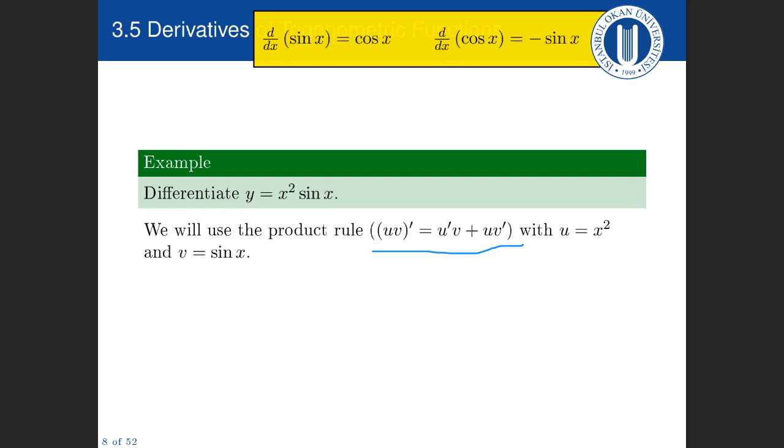Or if you want to, you can do them in the other order. It doesn't matter because a plus b is the same as b plus a. We could do uv prime plus u prime v if we wanted to. Here, u is the function x squared and v is the function sine x. So here we go. Y prime is the derivative of x squared and then leave sine x as it is, plus leave x squared as it is and then differentiate sine x. So that's 2x sine x plus x squared cos x.